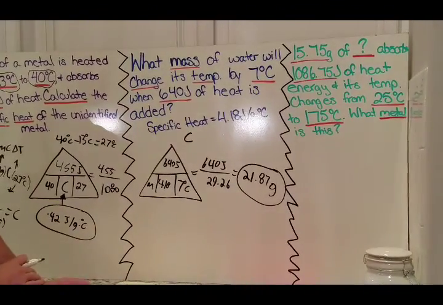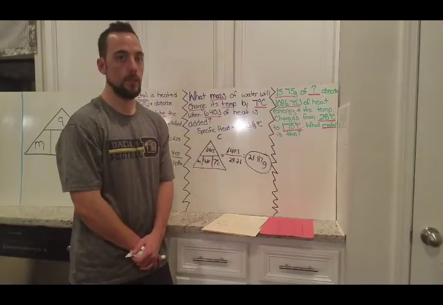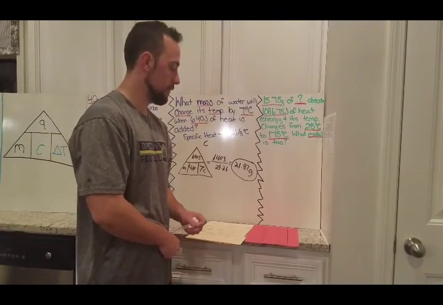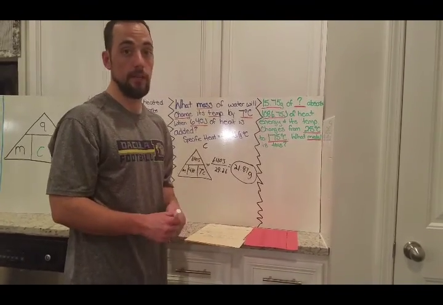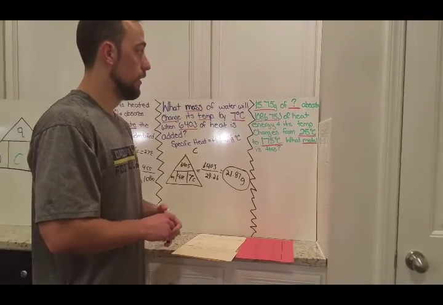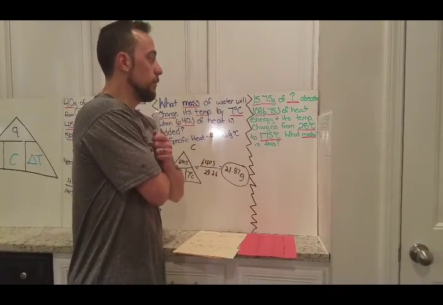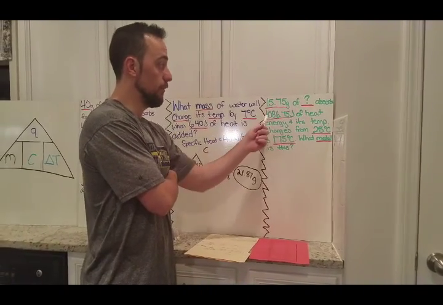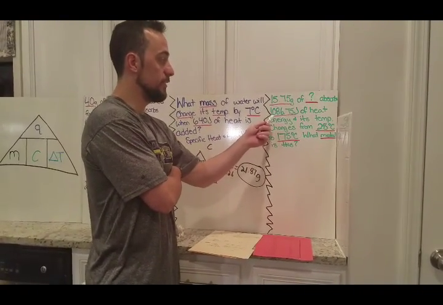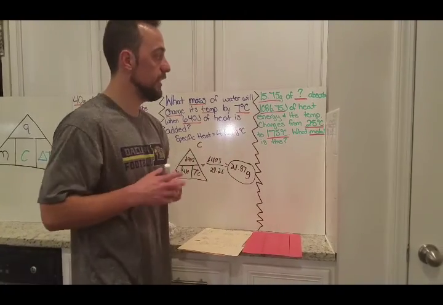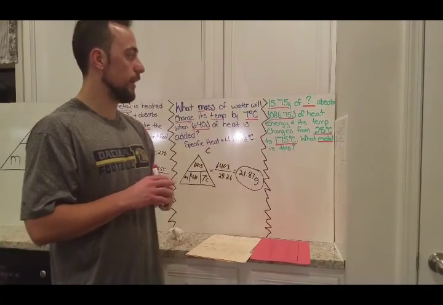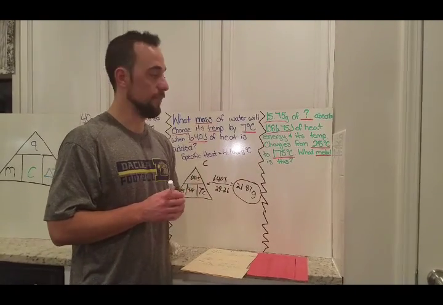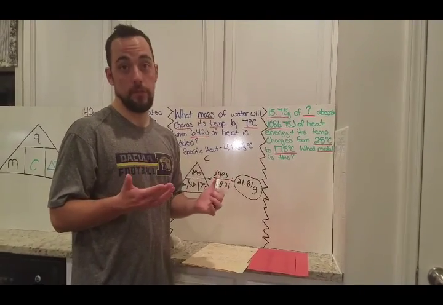Alright, one more. Okay guys, so last problem. This one is going to help us out and show us a little bit how to use a specific heat table that you're going to have to do on your test. Hint, hint, wink, wink. So we start off, and this one says 15.75 grams of an unknown substance absorbs 1,086.75 joules of heat energy, and its temp changes from 25 degrees Celsius to 175 degrees Celsius. So what metal is this?